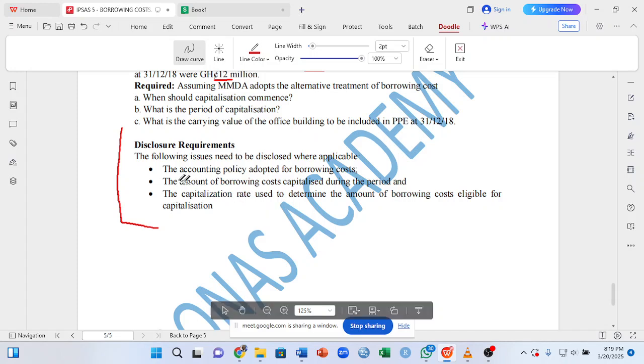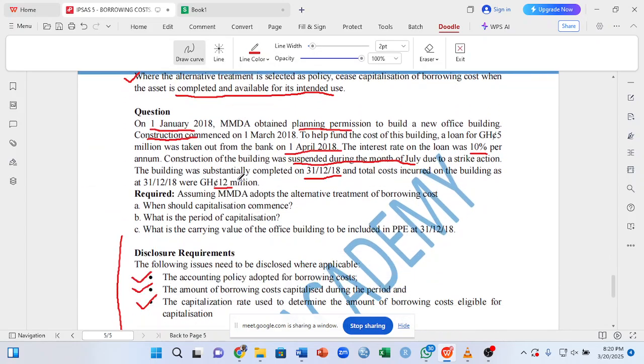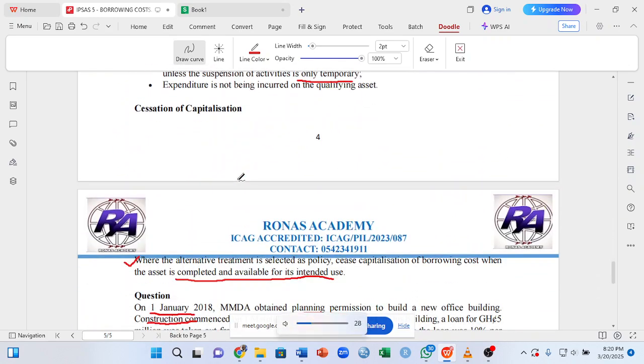So these are some disclosure requirements. The accounting policy adopted for borrowing cost, you should disclose it. Whether you are using the alternative method or the benchmark. You should disclose the amount of borrowing cost you capitalize and then the capitalization rate you used. Basically, when it relates to general borrowing, the capitalization rate, how did you get it? These are some things you need to disclose. There are others as well. When you check the full standard, these are just a few. So we'll end the discussion here.